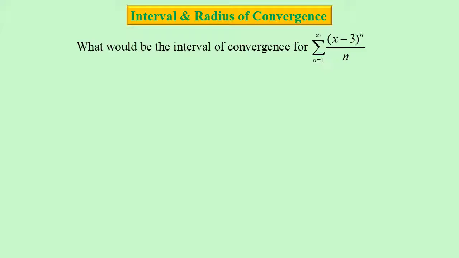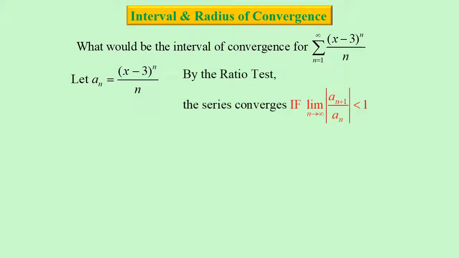Now, in determining the convergence for this series, we're going to use our ratio test. In the ratio test, we have the limit of a sub n plus 1 divided by a sub n, the ratio of the next term in the series to the term before it in the series. And we know it converges if that comes out to be less than 1. So let's see how that applies here.